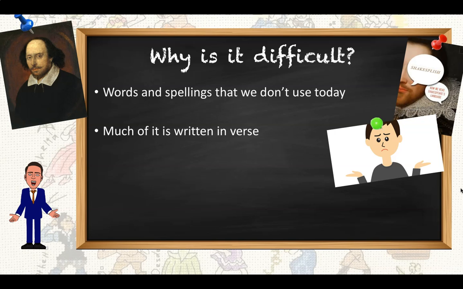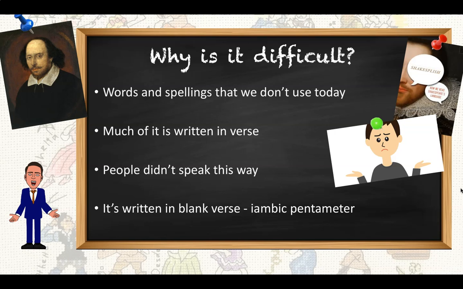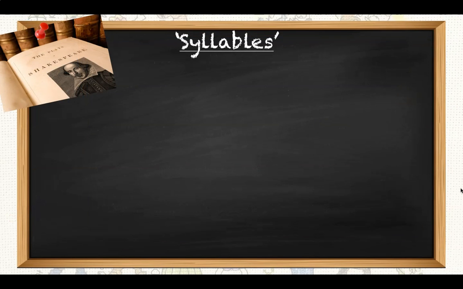When we read Shakespeare, it's important to remember that people in the 16th and 17th centuries didn't actually speak this way. They may have used those words, yes, but Shakespeare's language is crafted for a number of specific purposes. It's written in blank verse, in other words, iambic pentameter. Now this may seem difficult, but it's really not.